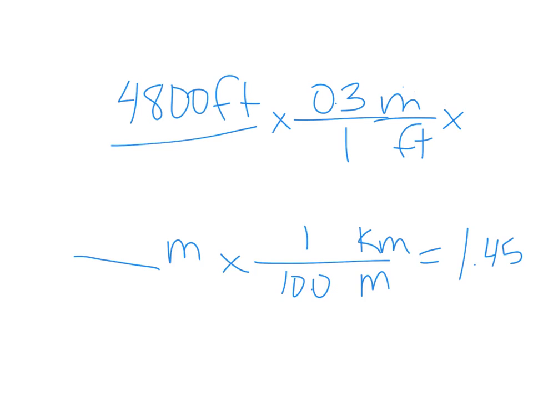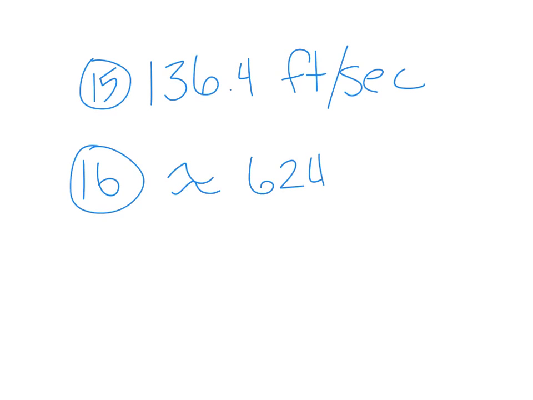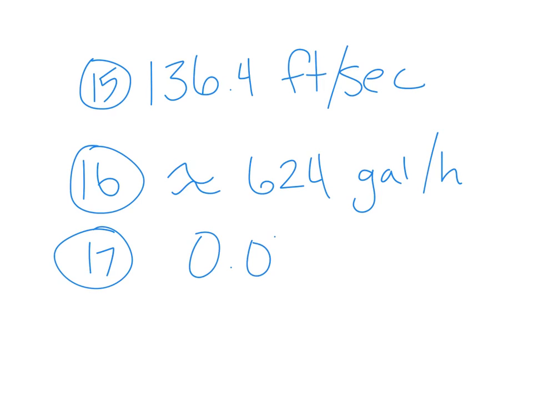Okay, real quick before you go, I'm going to give you the answers. If you need me to do them after I give them to you, raise your hand and I'll video it and post it. So number 15 was 136.4. Make sure you label it feet per second. Number 16, you should have got about 624 gallons per hour. And number 17, you should have got 0.0343 meters cubed.